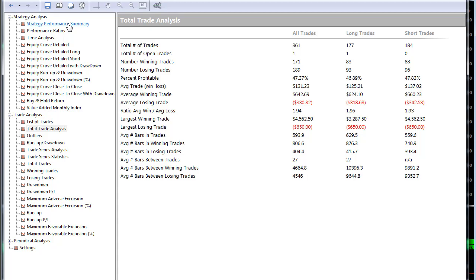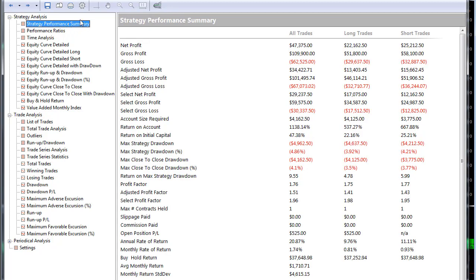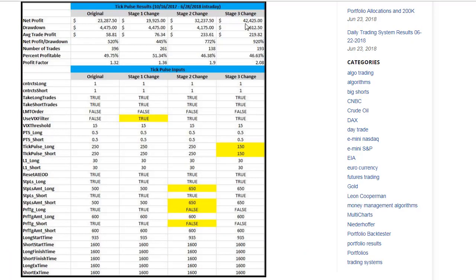So again, here's the performance summary. We're going to look at this and compare it to TradeStation, and so we can see the differences. So longer history shows us that the net profit continues to rise. The average trade profit decreases because we have a long flat period at the beginning. And so these are the numbers, and these are all the stages.